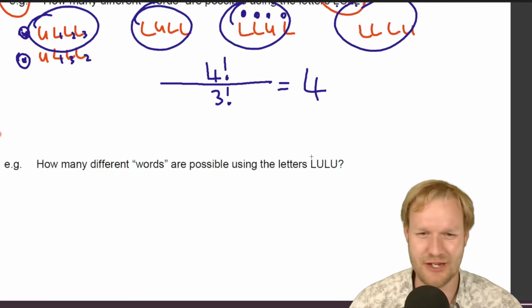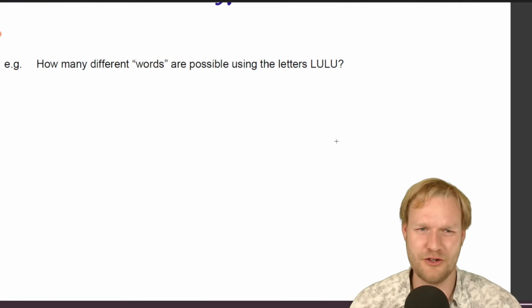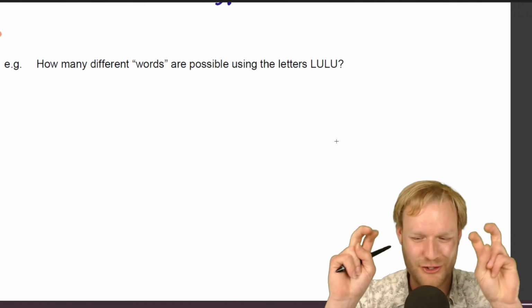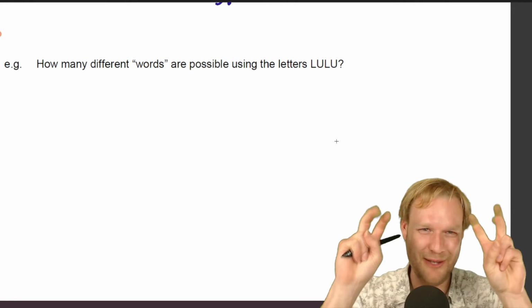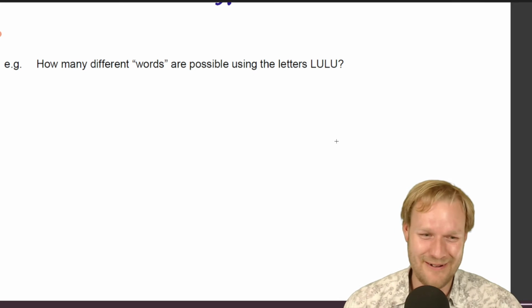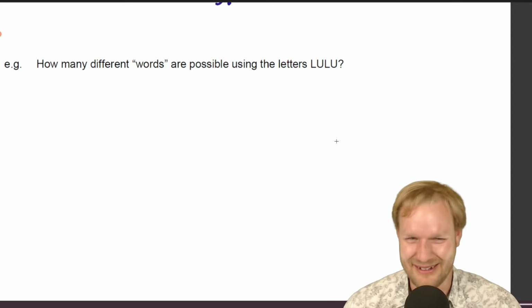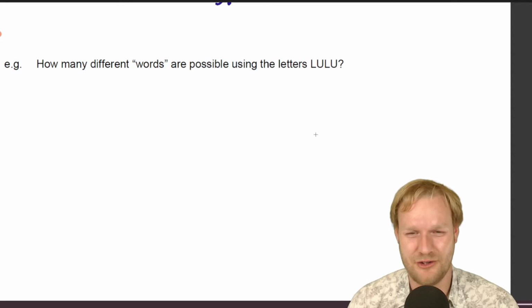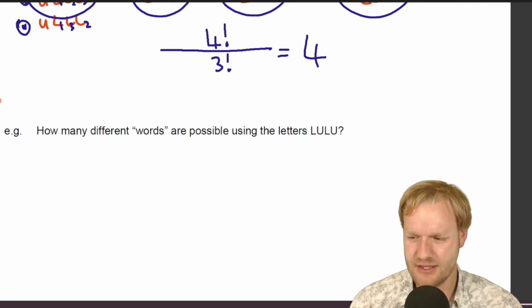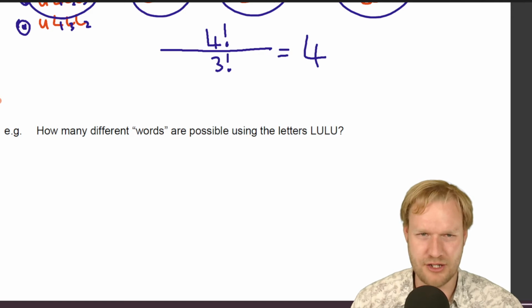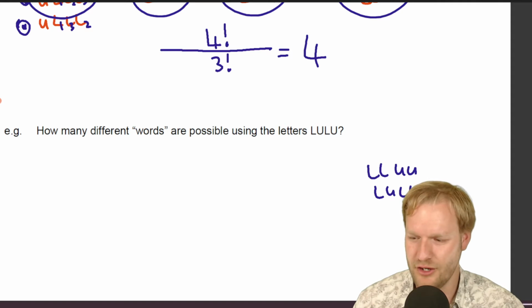Okay, let's do another one. How many different words can be made from L-U-L-U? In this case, we could write down the different possibilities. We could have L-L-U-U, we could have L-U-L-U, and we could have L-U-U-L.